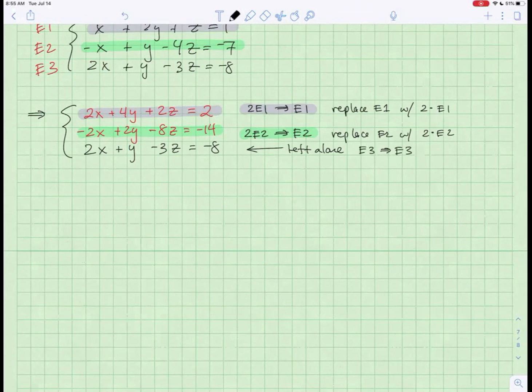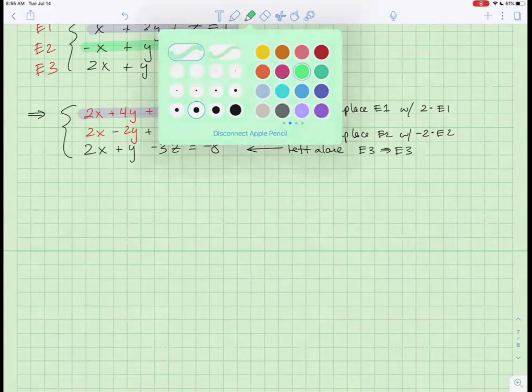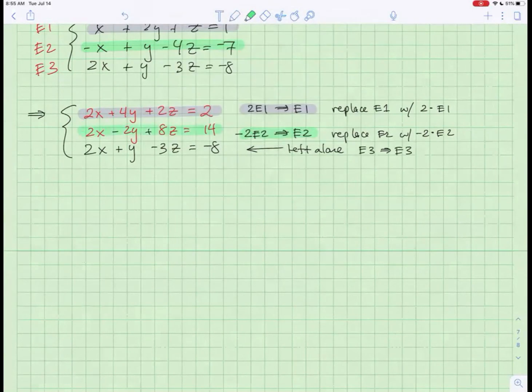Now, what that has done for me is, or actually, you know what? Let me go back here and do this. I'm going to do negative 2 times that row, so that this will become, let me change all my signs here. This will be a positive 2x, a negative 2y, a positive 8z, and a positive 14. Sorry about that. Second guessing myself.